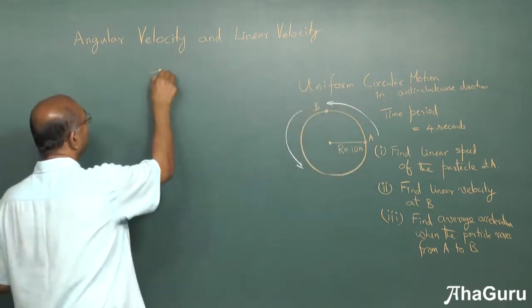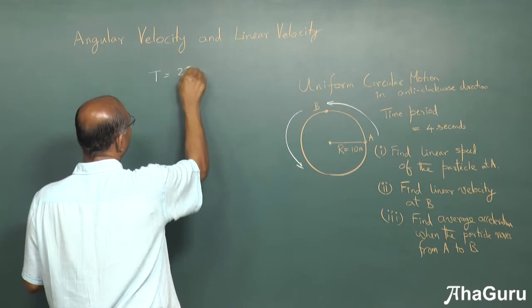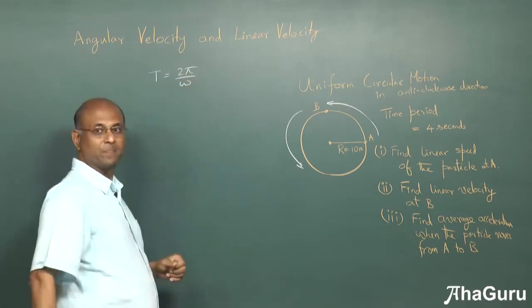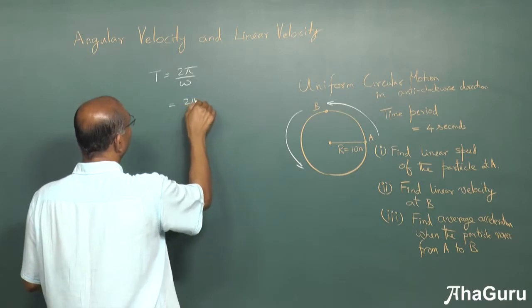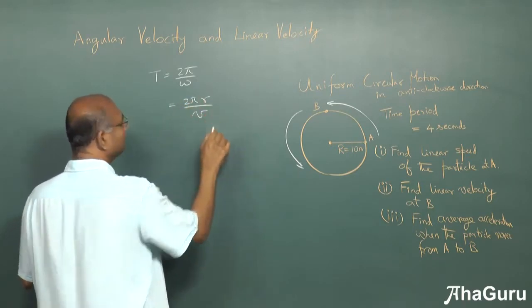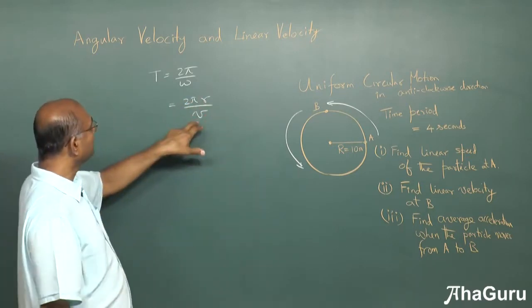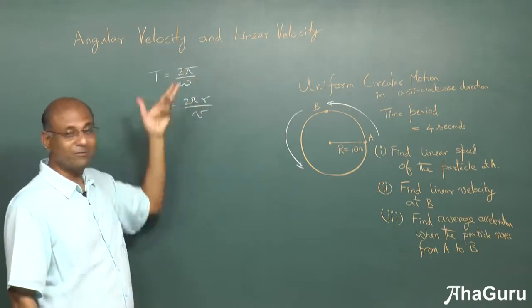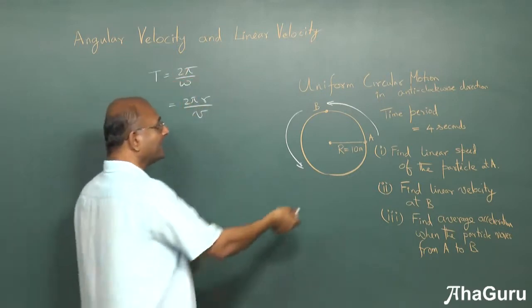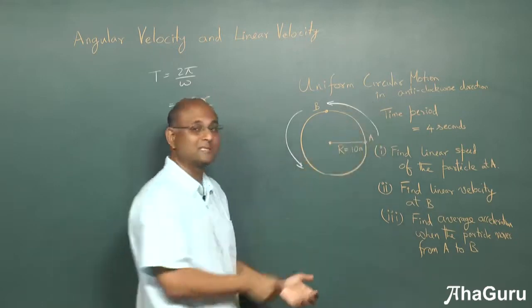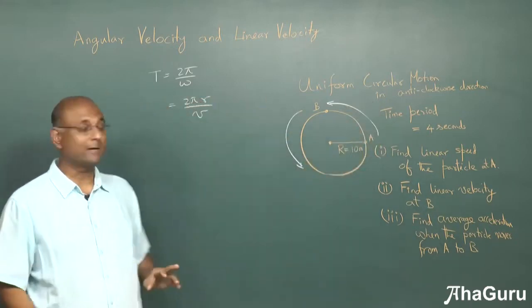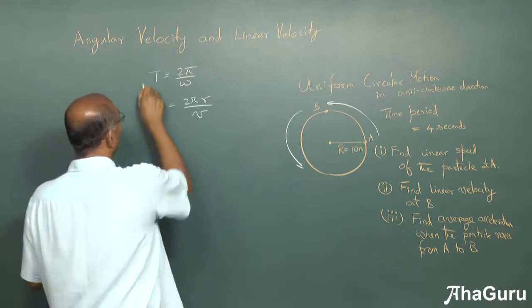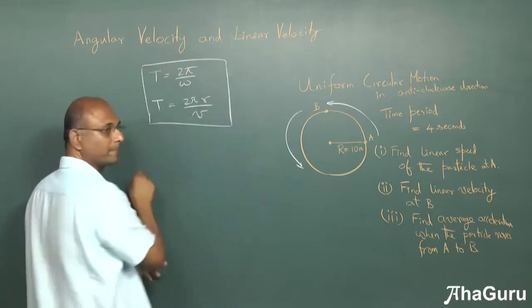So you know that the time period is 2 pi by omega. But you can also write this in a different way. You can say time period is 2 pi r by v. Why? Because v equals r omega. So if you substitute, you will find that it's the same thing. But you can also say that if I went round, how much distance would I have traveled? 2 pi r divided by v. So 2 pi r by v is the time period. So both are useful ways to think about time period.